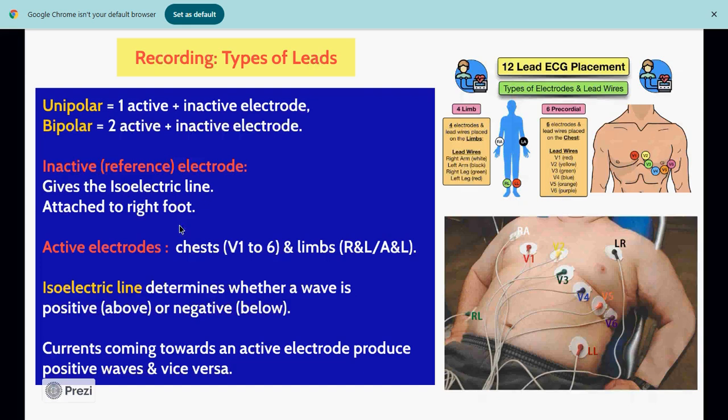Now we have spoken about the inactive electrodes. Now the active electrodes are divided, as we are going to discuss in the coming slides, into chest electrodes starting from V1 to V6, V1, V2, V3, V4, V5, V6. These are called chest leads. And limb leads. The limb leads are put on the right arm, RA, left arm, LA, and right leg, RL. The left leg is the inactive or reference electrodes.